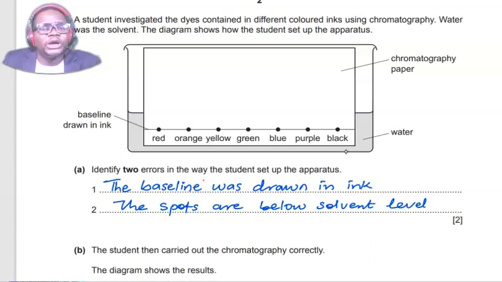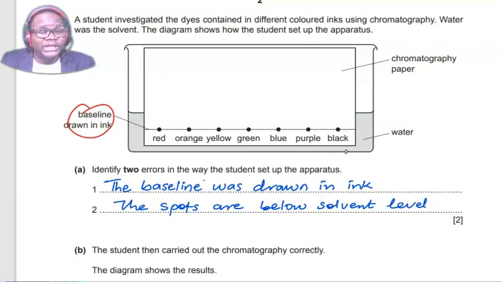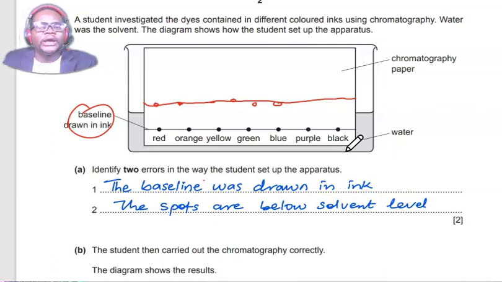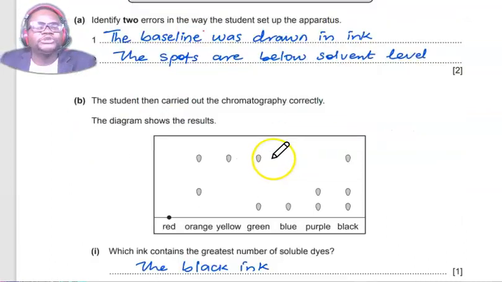And what are the possible errors in this setup? First, check the baseline was drawn in ink. Baselines are supposed to be drawn in pencils. If baselines are drawn in ink, they will dissolve in the solvent and it will be washed off. And also, the spots are below the solvent level. The spots are supposed to be on the baseline, and the baseline itself is above the what? Above the solvent level. Okay, these are the two key errors in this particular experiment.